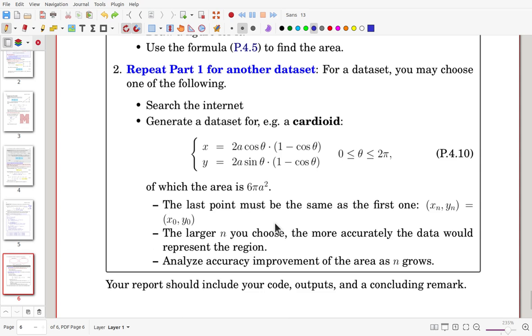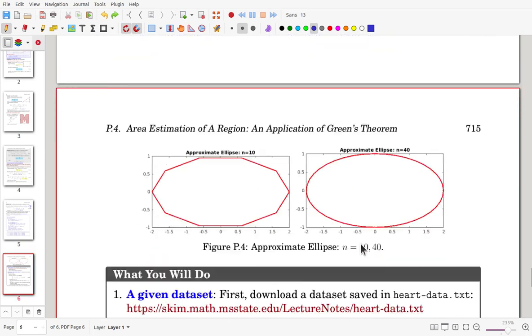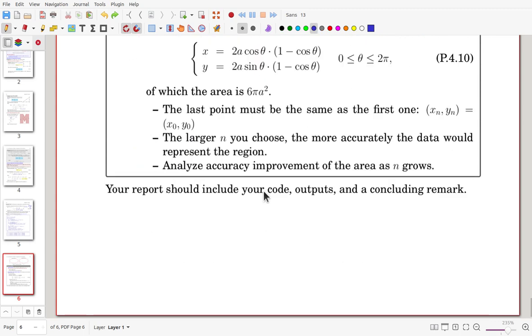Here is some warning on what we have to do. The last point must be the same as the first one. And the larger n you choose, the more accurately the data would represent the region, as we did for this ellipse. Analyze accuracy improvement of the area as n grows. Your report should include your code, outputs, and concluding remark. I hope you enjoy the project. Thank you.